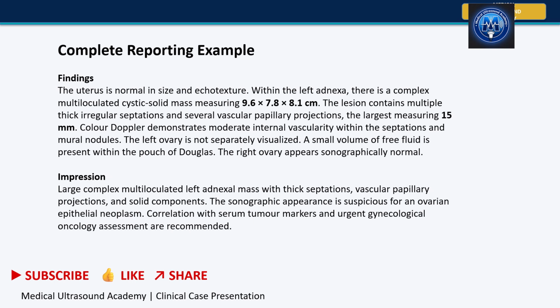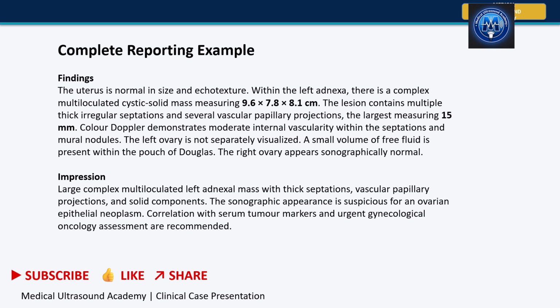So, a complete reporting example. The uterus is normal in size and echotexture. Within the left adnexa, there is a complex multiloculated cystic-solid mass measuring 9.6 by 7.8 by 8.1 centimeters. The lesion contains multiple thick irregular septations and several vascular papillary projections, the largest measuring 15 mm. Color Doppler demonstrates moderate internal vascularity within the septations and mural nodules.